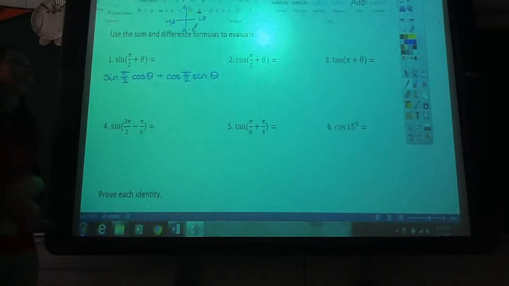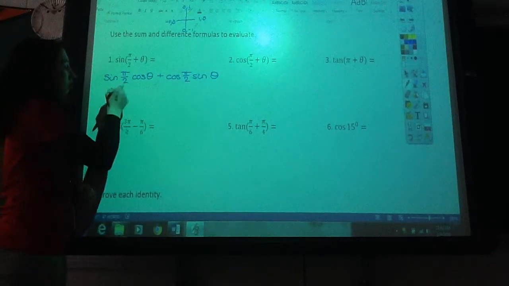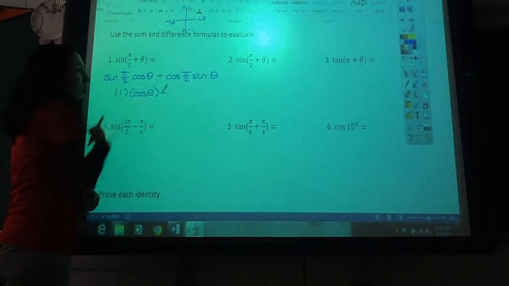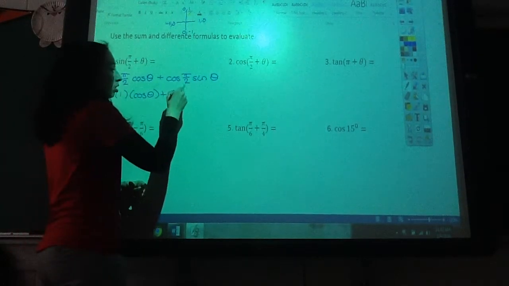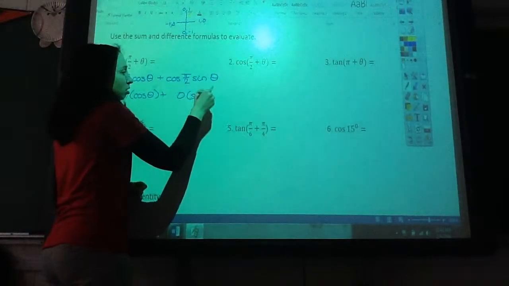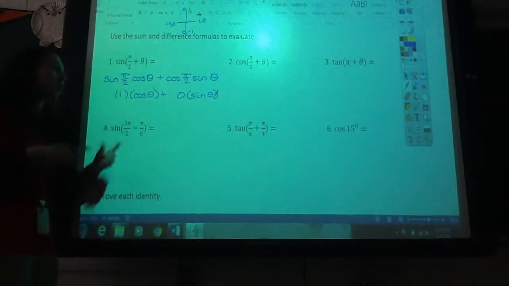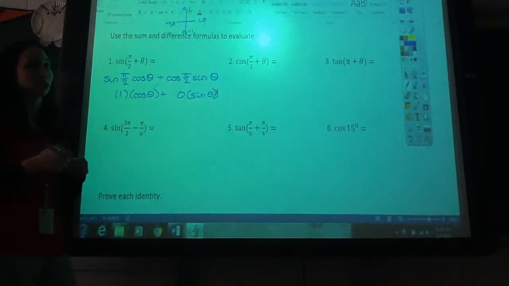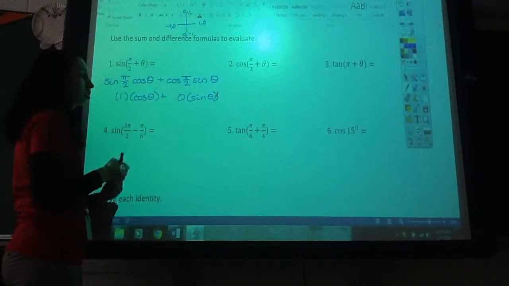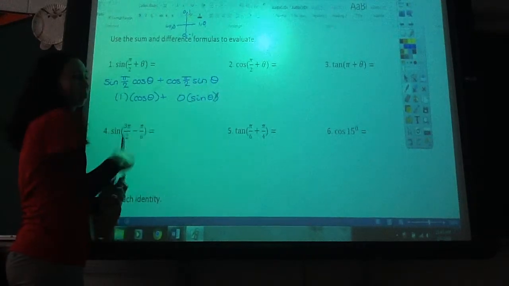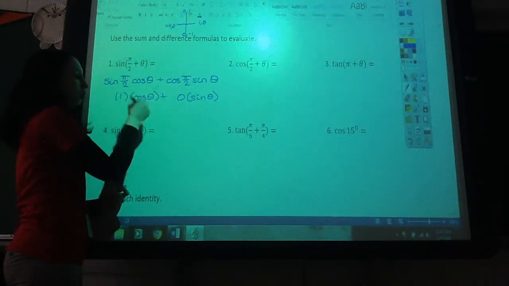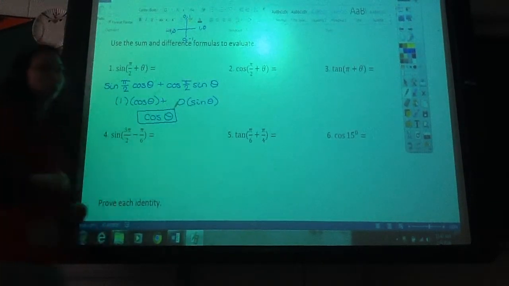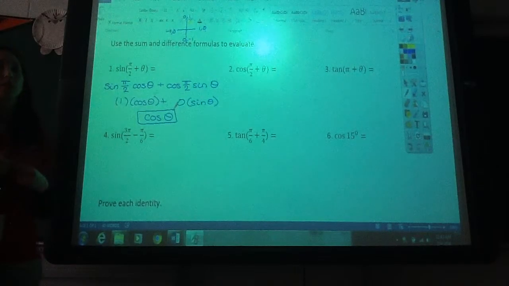What's the sine of pi over 2? 1. What's the cosine of pi over 2? 0. So I have 0 times sine of theta and 1 times cosine of theta, so what's my overall answer? Sine theta got multiplied by 0. So this should just be cosine theta. And that's my final answer. Are we okay with that?